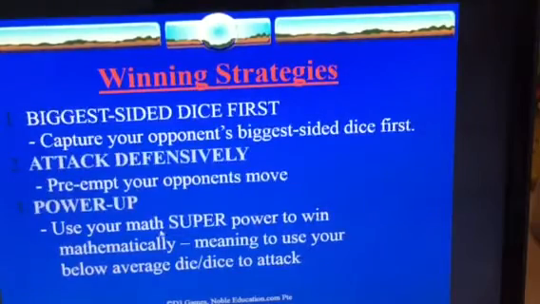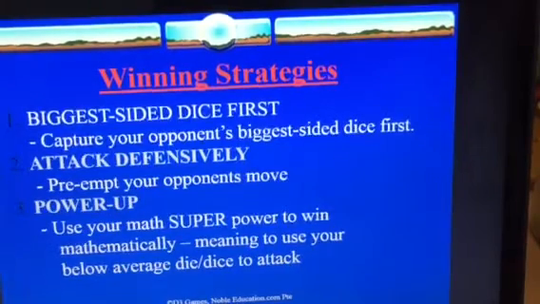Okay. And so what are the winning strategies that you should adopt? First, always attack the biggest sided die first. Then attack defensively, and finally you should always power up. That means use your below average dice to attack your opponent's dice in order to get a higher chance of winning.